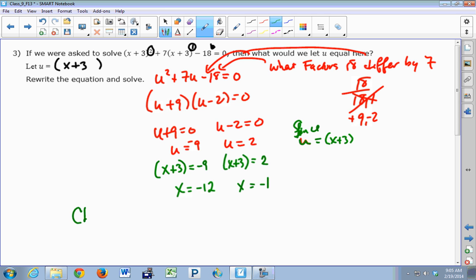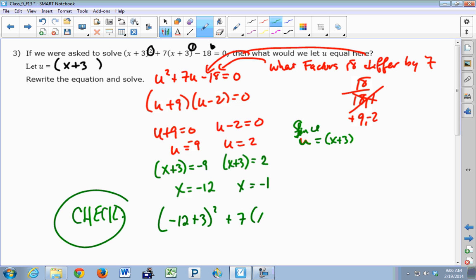And now, because I'm a good doobie, I'm always going to check my answers because I get nervous when I start doing all these crazy things to equations. I go back to my original equation and I throw in negative 12 and I see if the left side equals the right side. So let's see. Negative 12 plus 3 is negative 9. Negative 9 squared is 81. Negative 12 plus 3 is negative 9 times 7 is negative 63 minus 18. 0 equals 0. That checks.